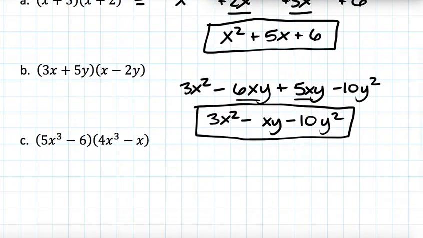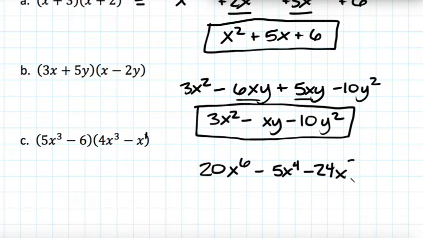And then part C, when we multiply 5x to the 3rd times 4x to the 3rd, remember we're adding exponents, so that's going to be 20x to the 6th. Then we're going to have for outside minus 5x to the 4th. Remember adding exponents, and this is like an automatic 1. And then inside is going to be minus 24x to the 3rd. And last, negative times negative is plus 6x. So be careful with that.